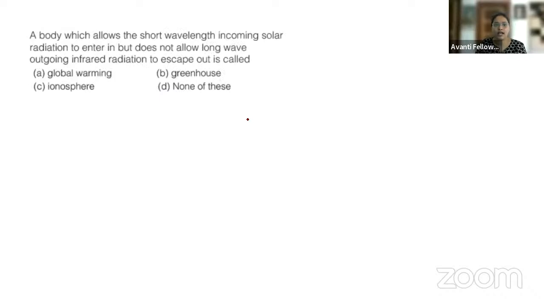So a body which allows the short wavelength incoming solar radiation to enter in but does not allow long wave outgoing infrared radiation to escape out is called. So this effect is called greenhouse effect. Okay, a body which allows, वो क्या करता है? मैंने आपको बताया.